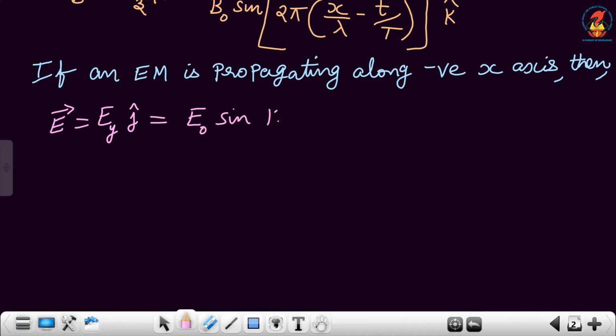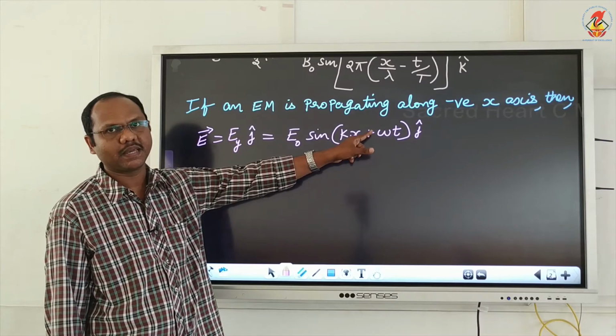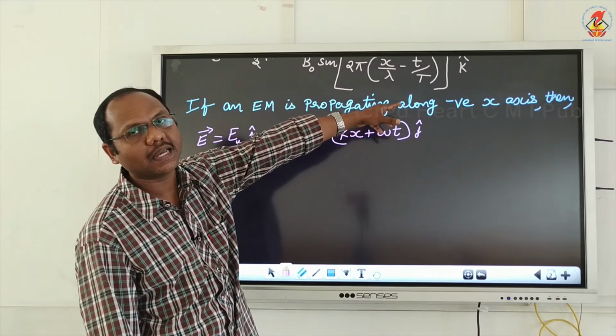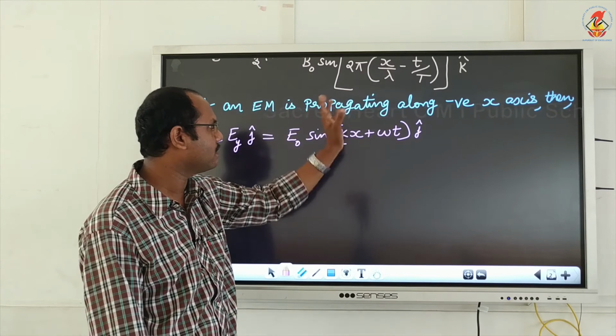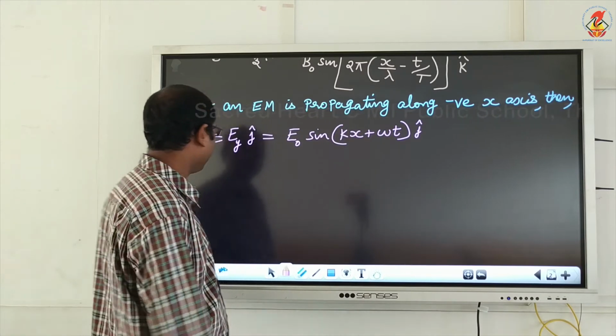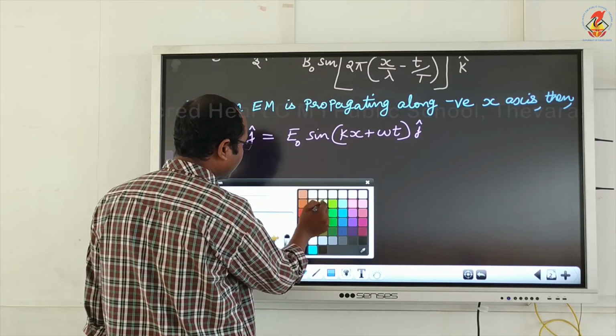E0 sin(kx + ωt) into j cap. So earlier it was minus ωt, and when the wave is propagating along the negative x-axis, the equation becomes kx plus ωt.